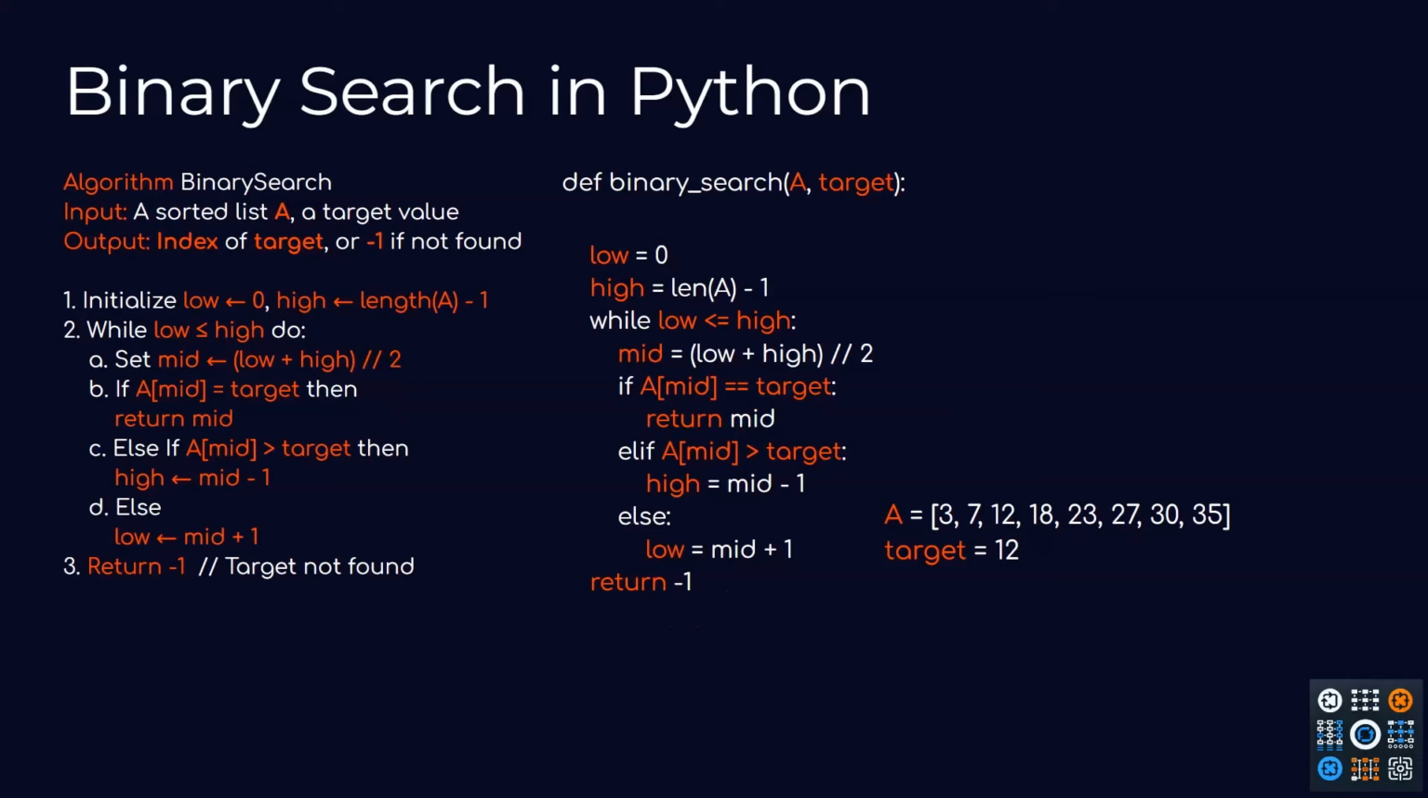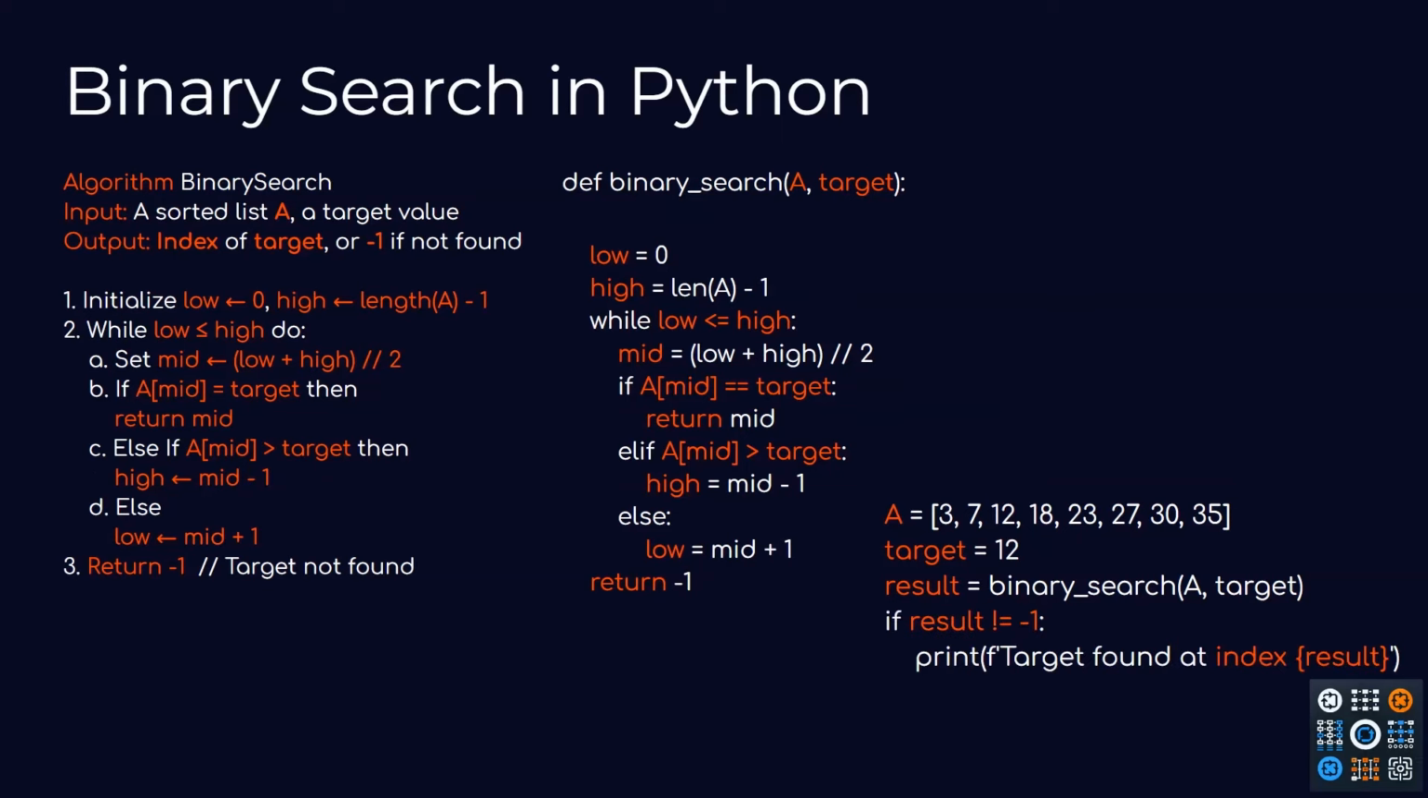Finally, we can demonstrate the function with a list of numbers and a target, showing how to call it and handle the result in the same way as we did for linear search. This Python code mirrors the algorithm step by step, making binary search easy to implement.